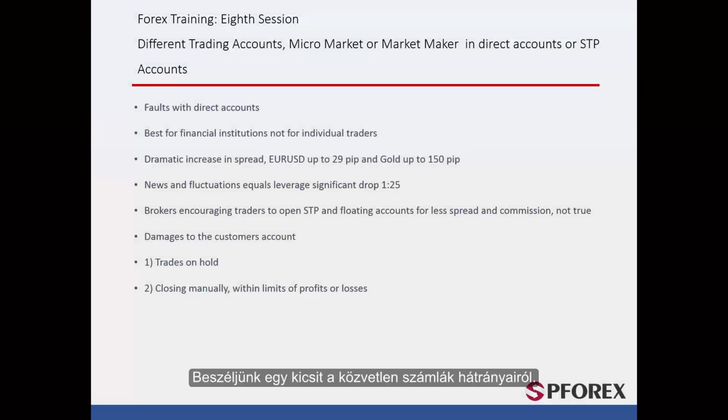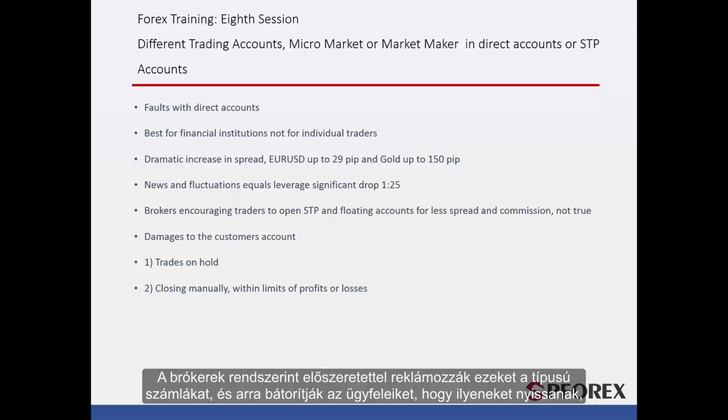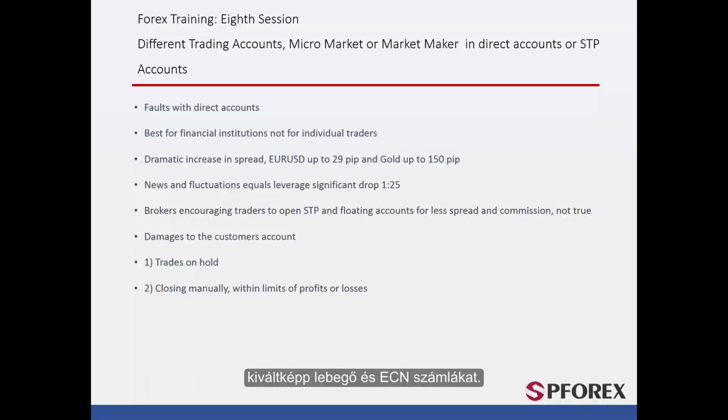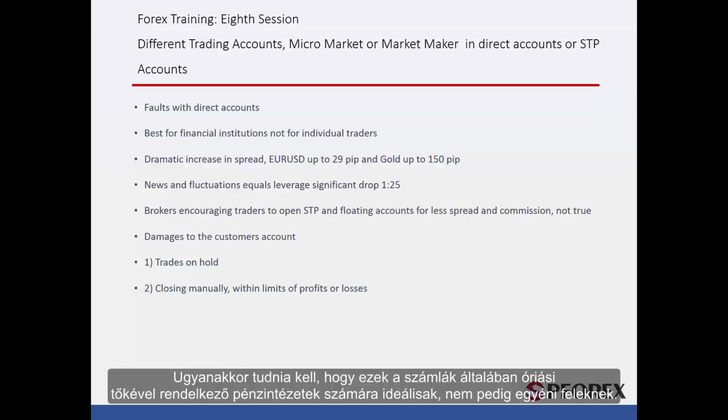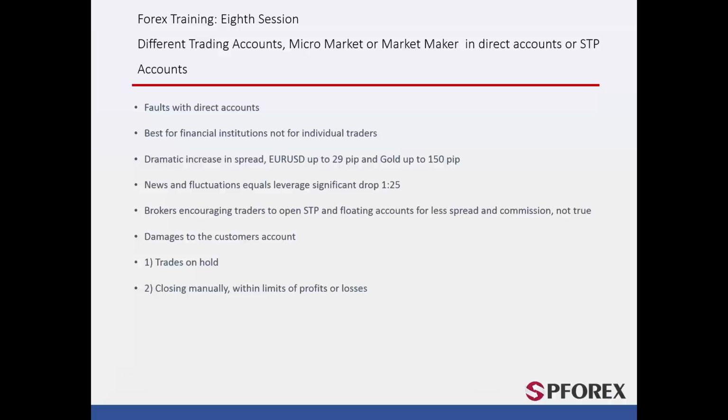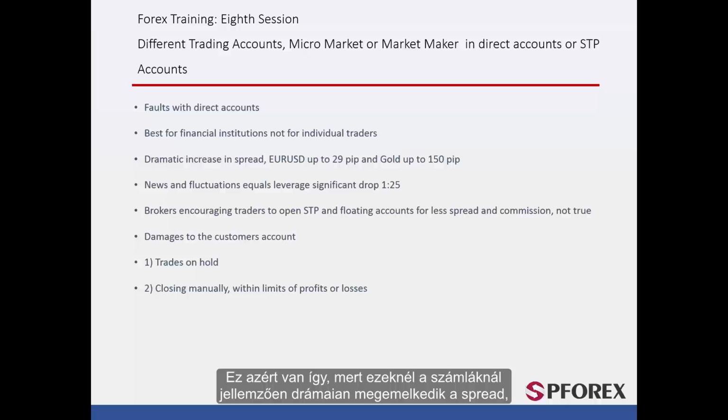Now let's talk about the disadvantages of the direct accounts. Brokers usually advertise very much on these types of accounts and encourage customers to open these accounts, floating and especially ECN. However, you should know that these accounts are usually a good choice for financial institutions with a huge amount of capital, not for individual parties. This is because these accounts usually include a dramatic increase in spread, not like floating accounts in which spread can only be widened to a certain value.